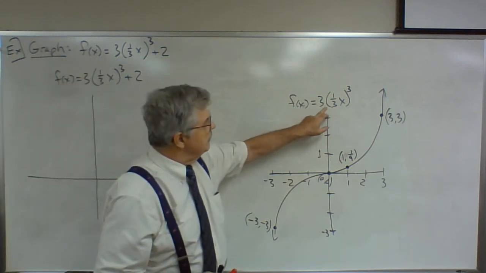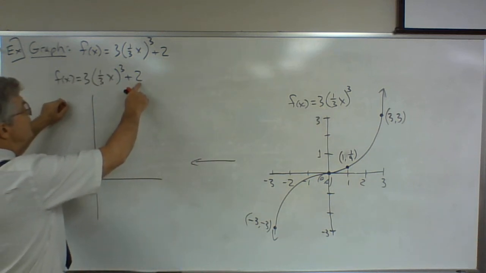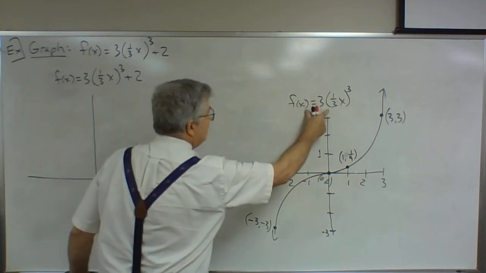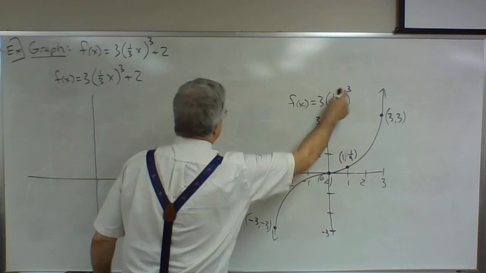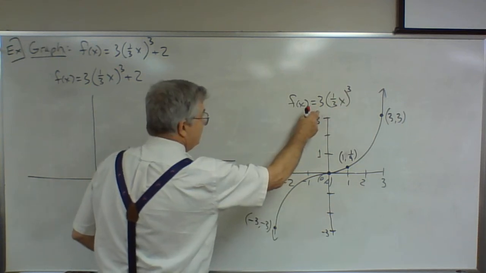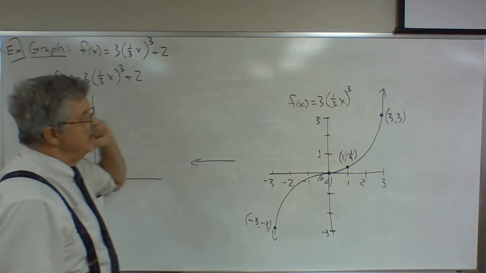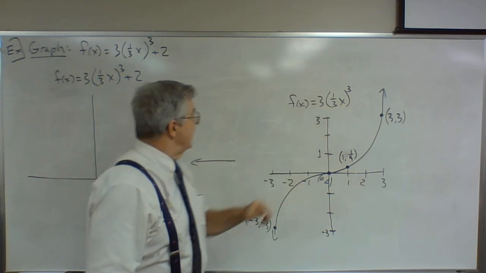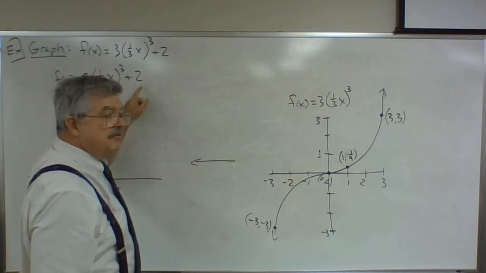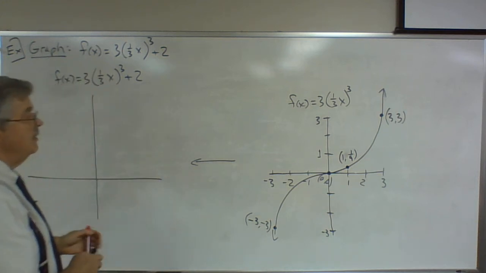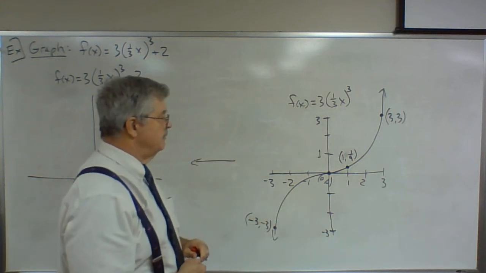I'm taking the graph of this function and I'm adding 2 to the y coordinate of every point on this graph. 3 times 1/3 x cubed is my y coordinate here. To get my y coordinate on this graph, I'm taking the y coordinate of this graph and I'm adding 2 to it. This is a vertical shift up. So every point on this graph just gets shifted up 2 units.